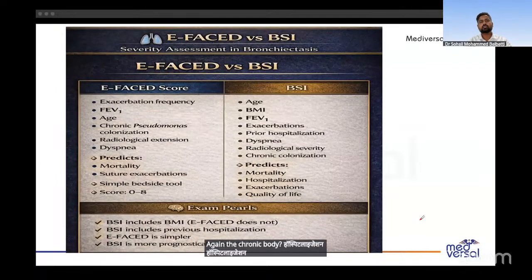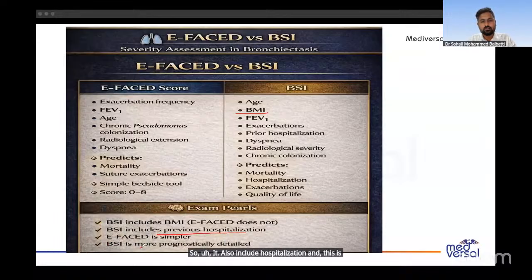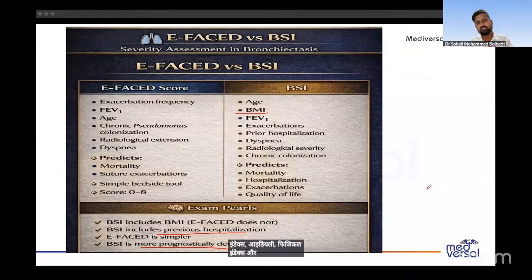So when we compare the E-FACET, which is the latest of FACET score, versus the bronchiectasis severity index, what we see here is BMI is an extra thing which helps in bronchiectasis severity index. It also includes the previous hospitalization, and this is considered a more prognostically detailed index. Ideally, the feasible severity index is FACET or E-FACET. If you do E-FACET, that is more than enough. You don't have to sit and do the bronchiectasis severity index.